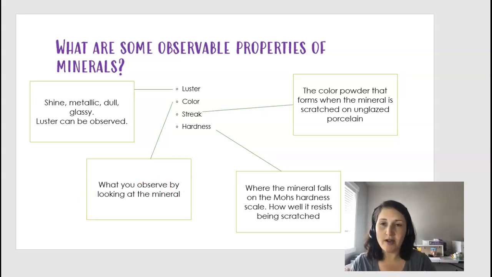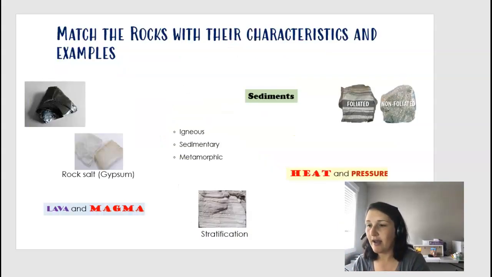Minerals are the ingredients, or the building blocks, to make rocks. So let's go ahead and take a look at the different types of rocks that we learned about. The 3 types are igneous, sedimentary, and metamorphic. And let's go ahead here and match up which are which. So over here we have a piece of igneous rock. Igneous rock comes from lava and magma.